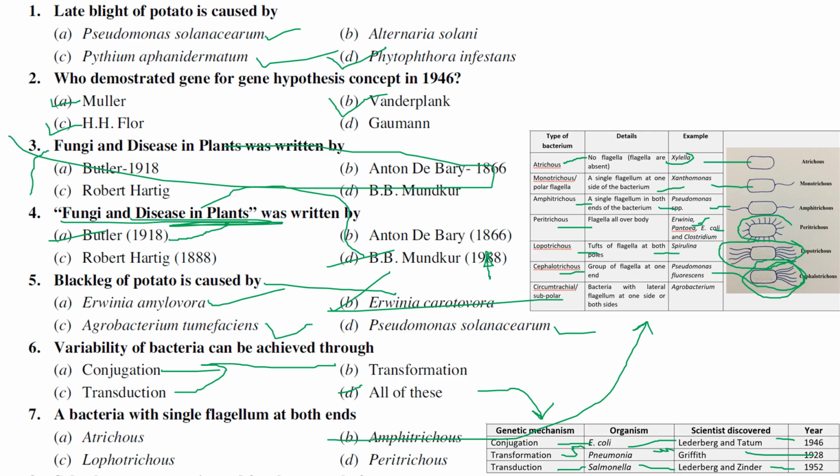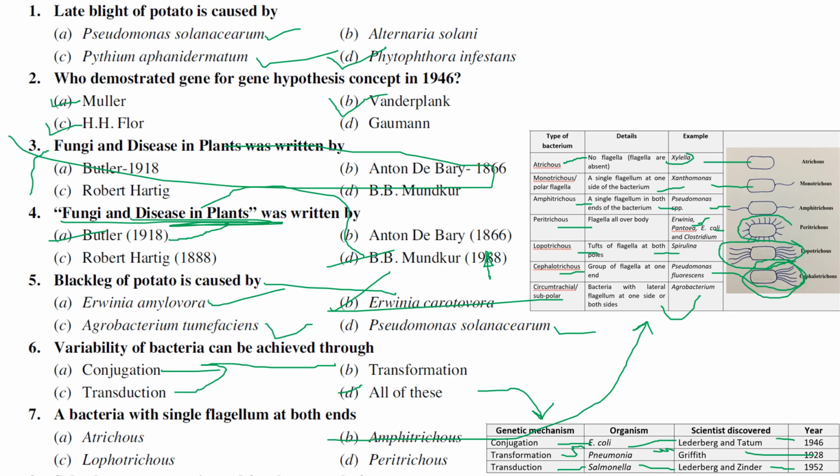Example is Pseudomonas fluorescens. The next one is peritrichous or polar flagella, which means bacteria with lateral flagella on one or both sides, sometimes one side or both sides. Example is Agrobacterium, generally Agrobacterium tumefaciens. So these are all the flagellation types in bacteria. So let's see the questions.